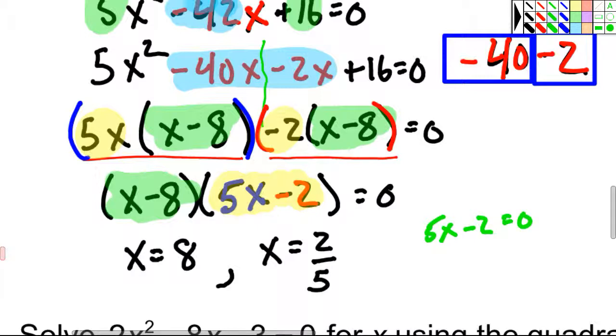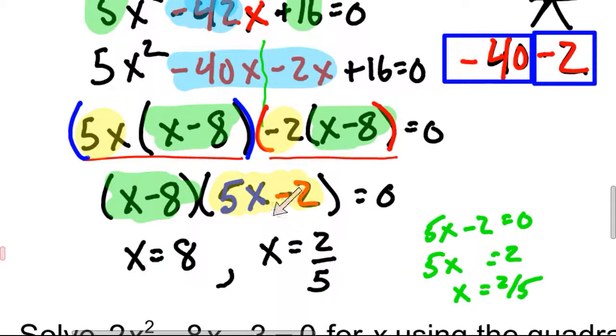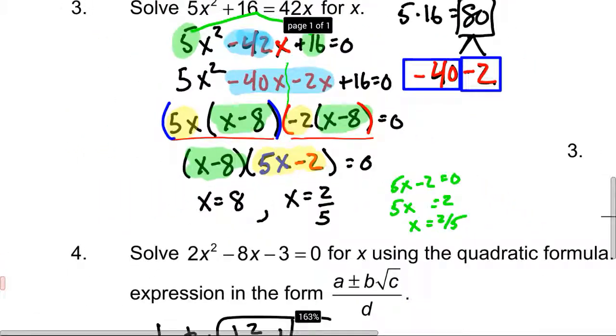When is it that 5x minus 2 is equal to 0? Well, let's solve for x and find out. So we get 5x is equal to 2. Divide both sides by 5. X would have to equal 2/5. So in other words, if x was 2/5, this whole thing would be 0. Okay? So then our two solutions would be 8 and 2/5.